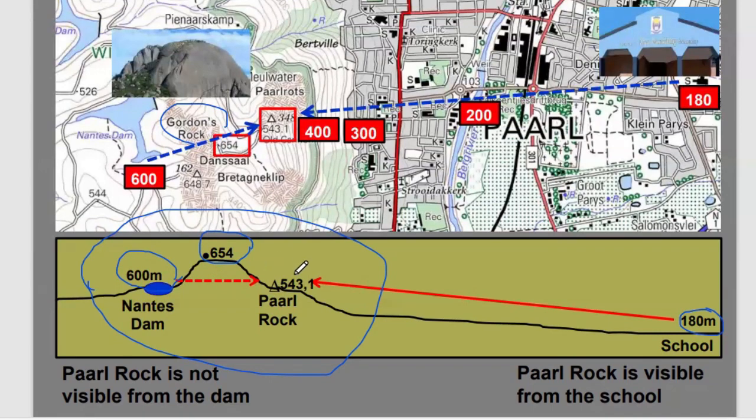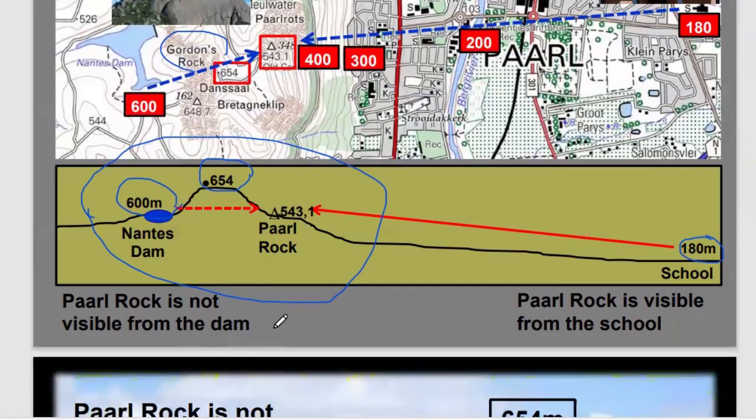So Pearl Rock is not visible from the dam. We cannot see through if you are at this height of 600 meters, and then there's an outstanding feature which is high-lying above the height of the dam and the height of the Pearl Rock here. Automatically, it means Pearl Rock cannot be seen from the dam in this instance because there is a high-lying feature.